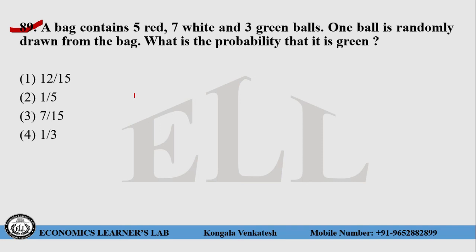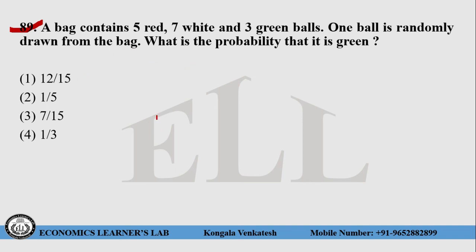Okay, let us see. A bag contains 5 red, 7 white and 3 green balls. One ball is randomly drawn from the bag. What is the probability that it is green? So choice number 1, 12 by 15, choice number 2, 1 by 5, choice number 3, 7 by 15, choice number 4, 1 by 3. So let us see what is the right answer for this question.